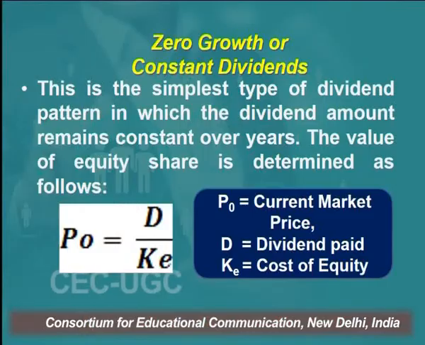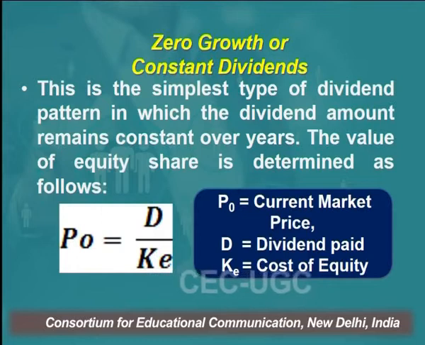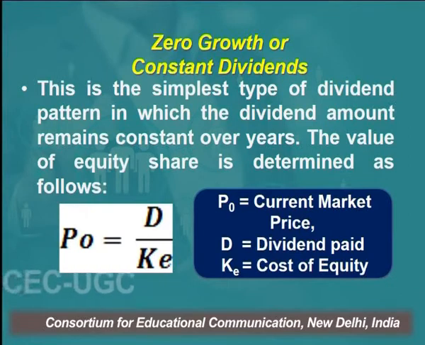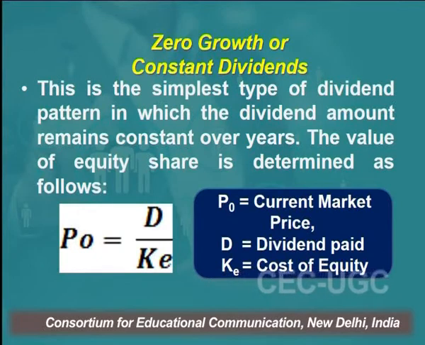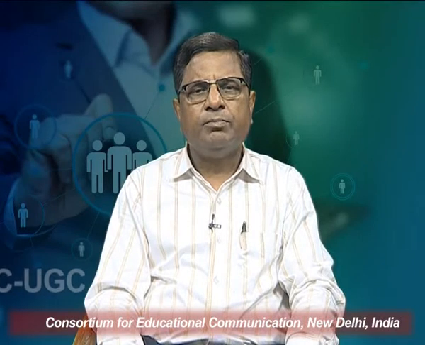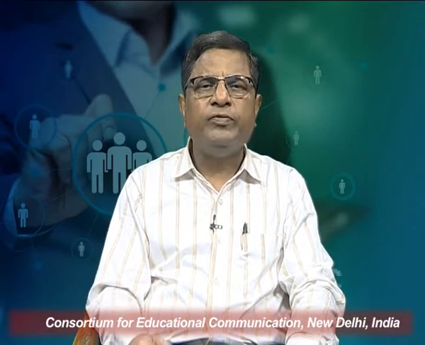So we are taking the zero growth or constant dividend model. This is the simplest type of dividend pattern, in which the dividend amount remains constant over the years. So the value of an equity share is determined as follows. I am presuming that the investor will keep the share for a number of years, right? But the dividend amount will remain constant. The amount which the company will declare as dividend is constant, is fixed. So in that case, what will be the value of the share?